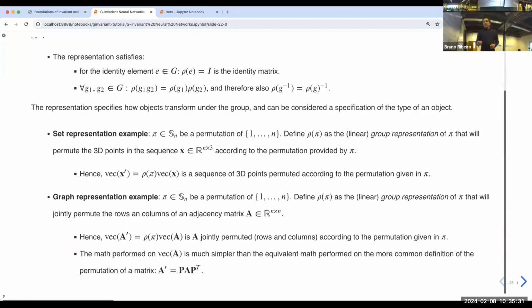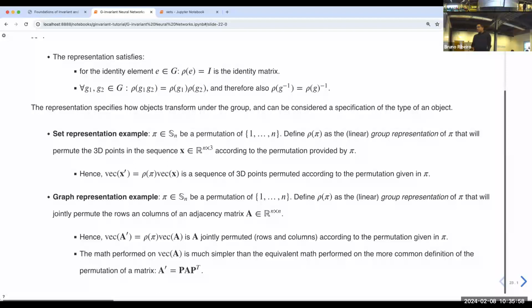Okay, so for graph representations, it's the same thing. Theoretically, you, for instance, look at the adjacency matrix here of a graph with n nodes, and then there is a permutation matrix that is applied to a vectorized version of this adjacency matrix. So the permutations here are defined over vectorized versions of the input. It's always like this.